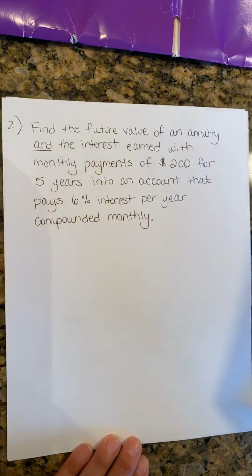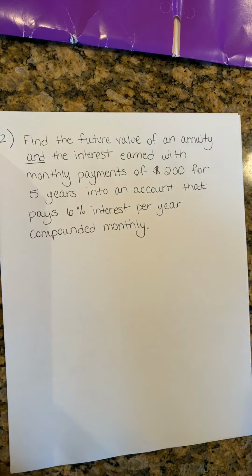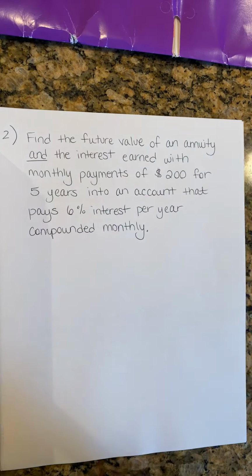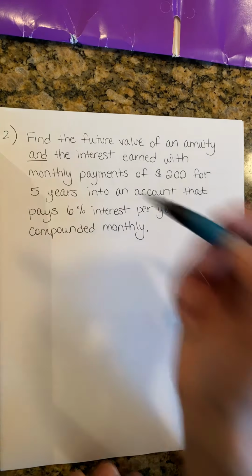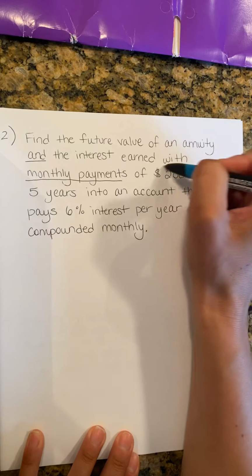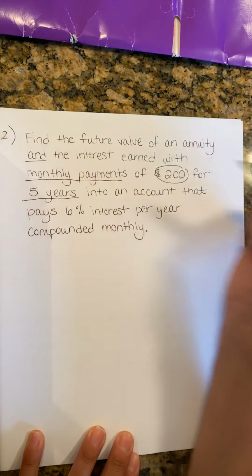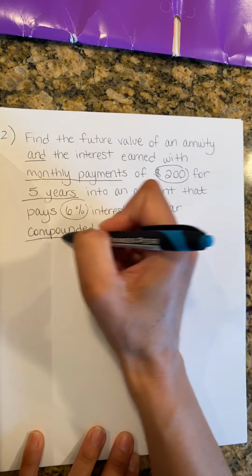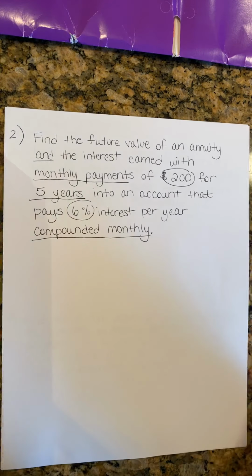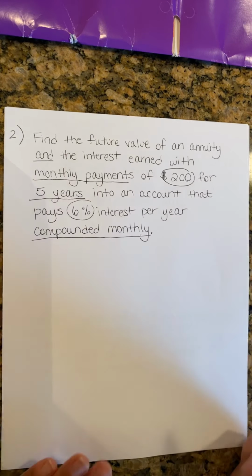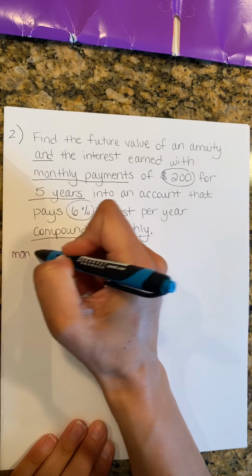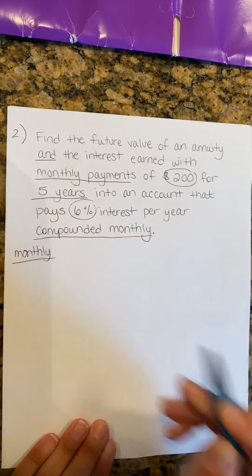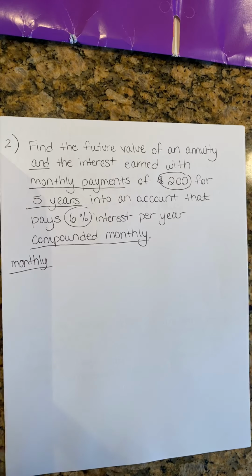All right, so I'm going to do one more for you. Find the future value of an annuity and the interest earned with monthly payments of $200 for 5 years into an account that pays 6% interest compounded monthly. So the first question we did, everything was in terms of years. For this question, every single variable needs to be in terms of monthly for everything to match.